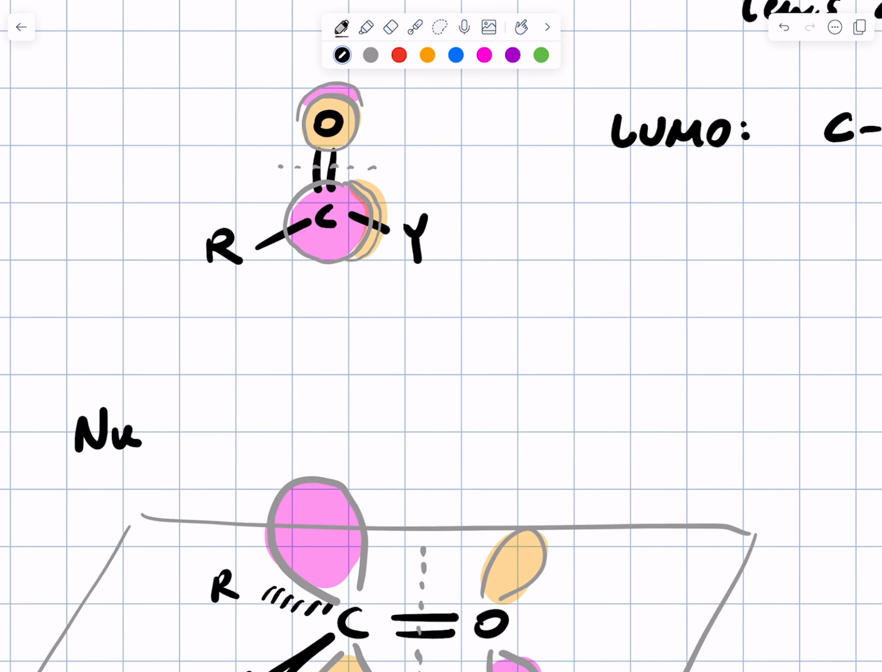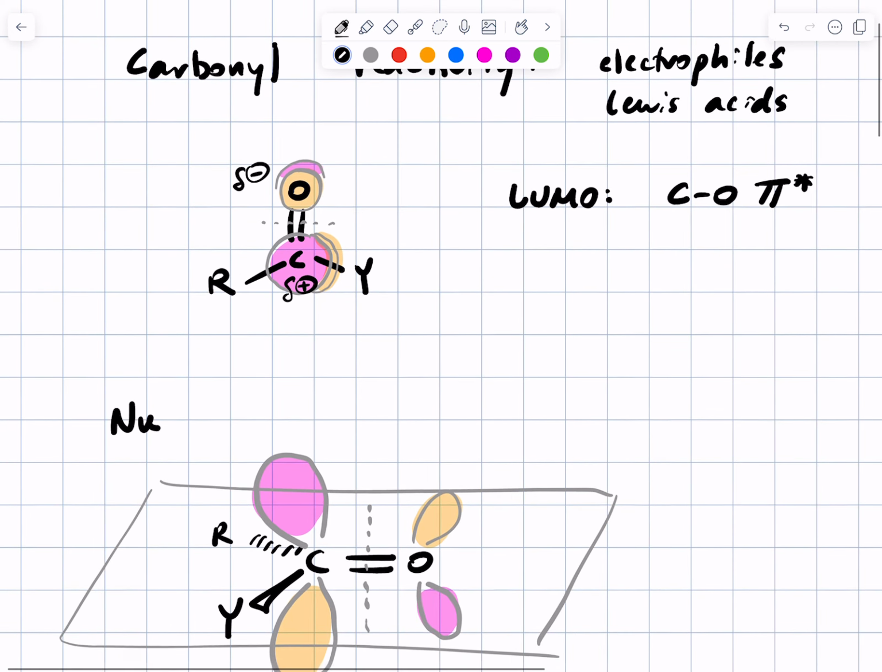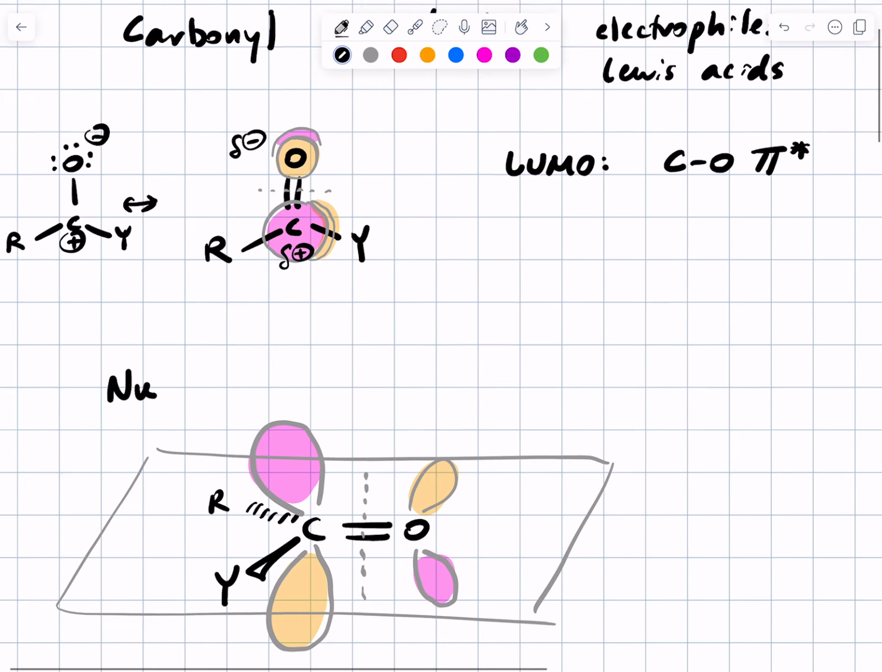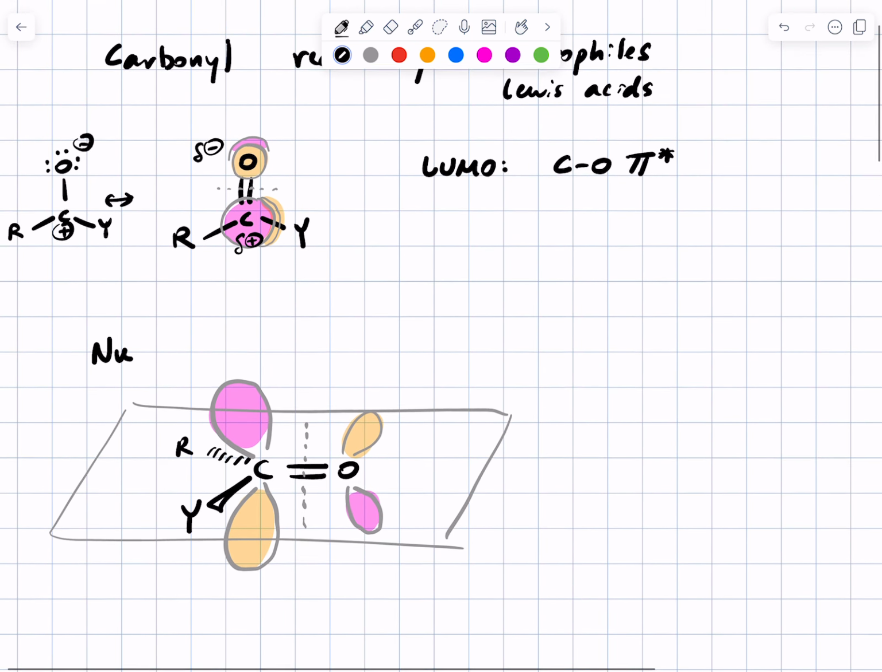So you expect the bond between carbon and oxygen to be polarized with a partial negative charge on oxygen and a partial positive charge on carbon. And in fact, a third reason is that you can draw a resonance structure in which you have a full positive charge on the carbon and full negative charge on the oxygen. All of those things tell you that the carbonyl carbon is the reactive electrophilic atom in this molecule.